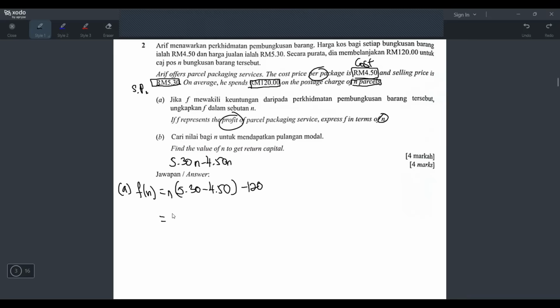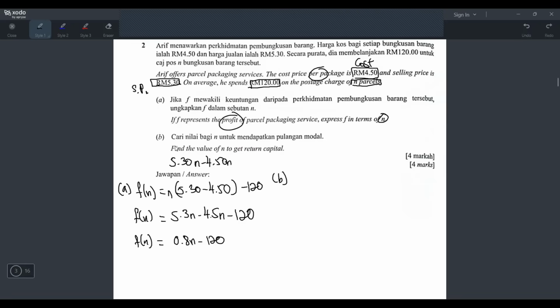So first thing first, I'll expand 5.3N minus 4.5N minus 120, right? And then you press the calculator. 5.3 minus 4.5, my calculator gives me 0.8, right? So that's the answer, 0.8N minus 120. It means the formula to calculate profit is take the 0.8 times the number of parcels minus 120. This is the formula that we can use to find profit.